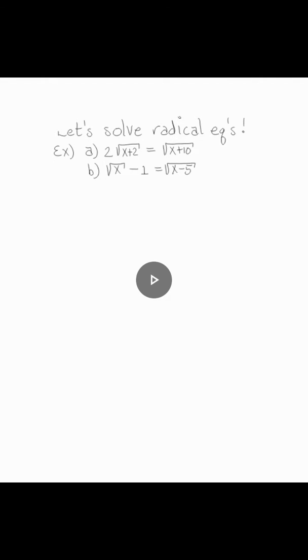Okay, today we're going to solve radical equations. We are going to solve 2 times the square root of x plus 2 equals the square root of x plus 10. And part B, the square root of x minus 1 equals the square root of x minus 5.